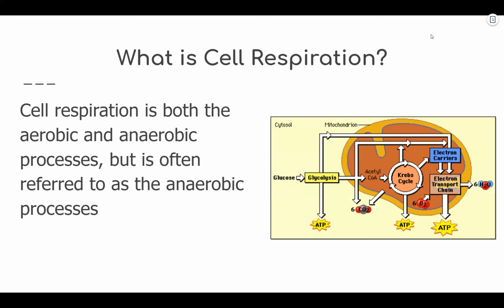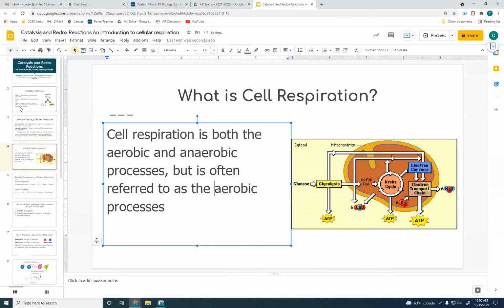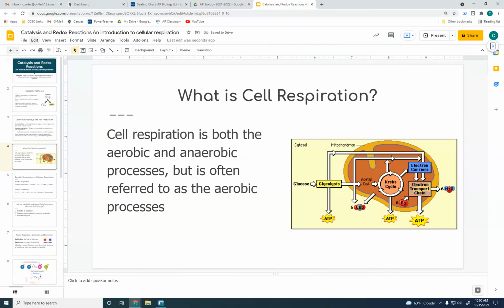All right. So, what is cell respiration specifically? We've talked about cellular respiration. I've mentioned it a lot. Cellular respiration is not just aerobic. Cell respiration is anaerobic and aerobic processes. I flipped anaerobic and aerobic again. Cell respiration has multiple steps. Some of them are aerobic, some of them are anaerobic.